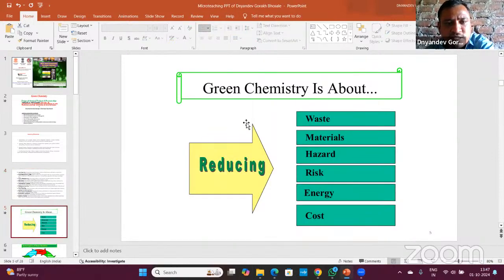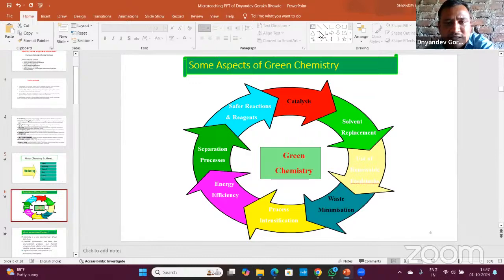And a PowerPoint presentation is the best way. Again, I would like to represent my topic through different slides, how green chemistry is about, what it is going to reduce, that is waste, what kind of material we have to reduce, what is the hazard that we have to minimize, the risk, and what kind of energy parameter is related to the cost of synthesis methodology. These are some aspects of green chemistry which I like to reflect on the students. This is the cyclic process in which we use catalysis, solvent replacement, use of renewable feedstock, and waste minimization. All these I would like to tell to the students.